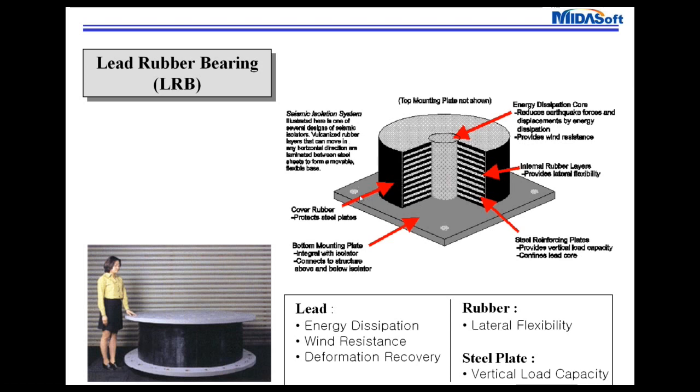As you can see, there's a rubber cover, you get your mounting plate, and steel reinforced plates in the center. Also, internal rubber layers provide lateral flexibility. And then you also have this energy dissipation core, which allows it, in a very limited sense, to swivel. So the main things to remember are that it dissipates energy, it's very good for wind resistance, and it has deformation recovery, which is good. Even after being subjected to large amounts of loading, it can still return to its original shape, which is very key.